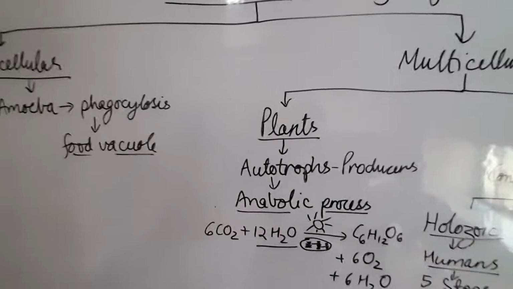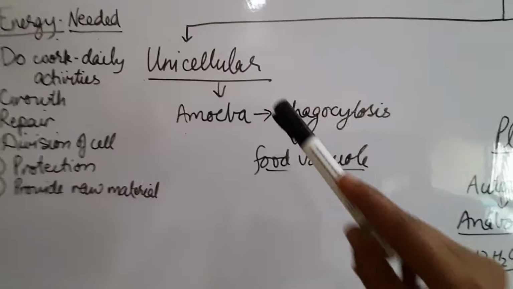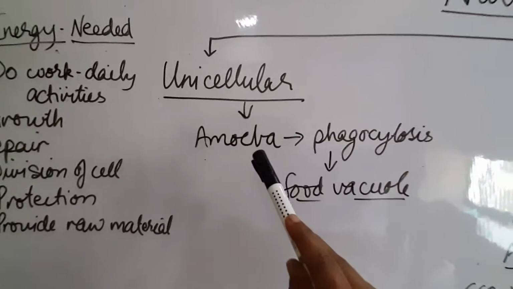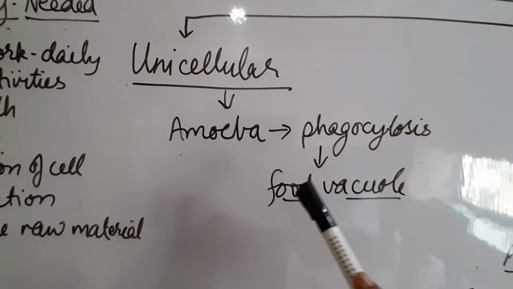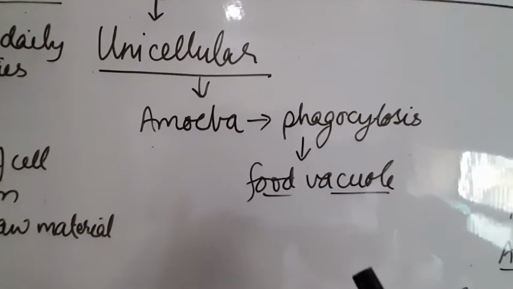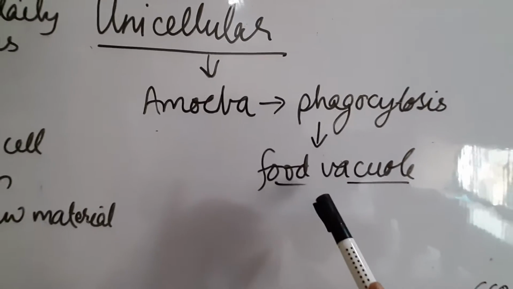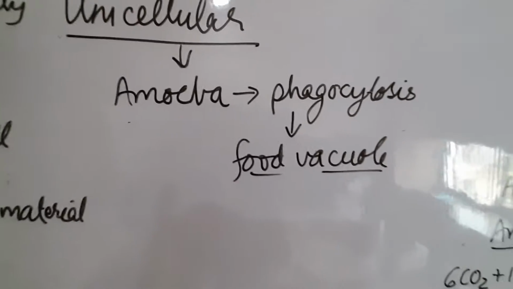Now, we'll see nutrition in unicellular and multicellular organisms. In unicellular organisms, as we know, amoeba is a unicellular organism which takes its food with the help of phagocytosis. It makes a food vacuole, digests it, and gets the needed required energy.